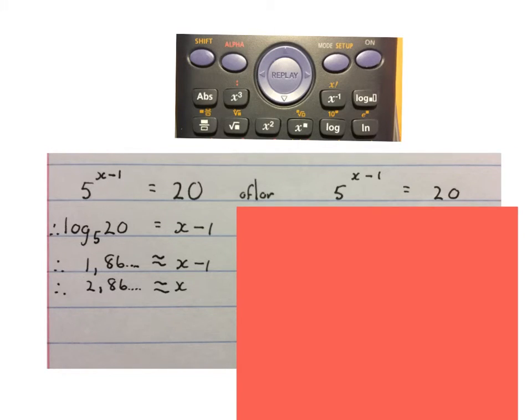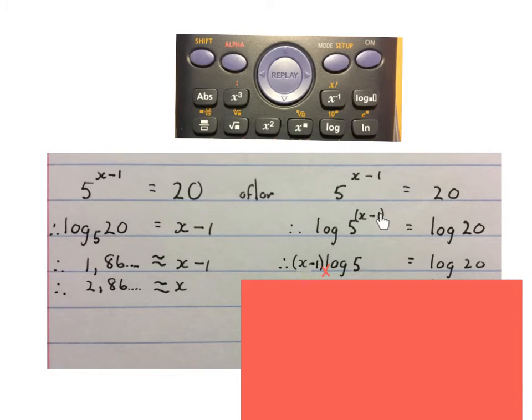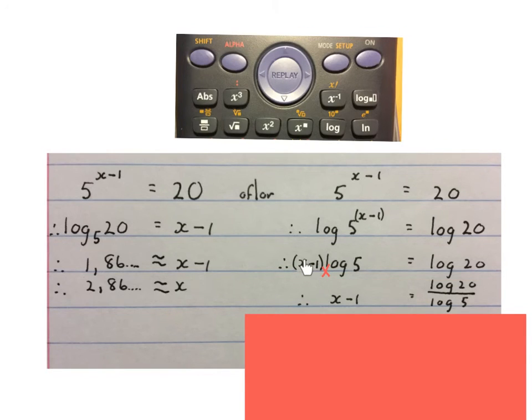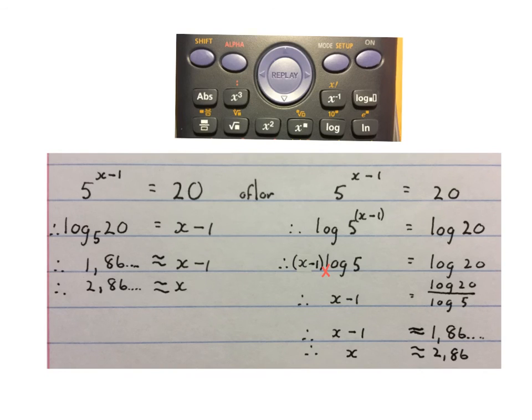Or the other method, don't use both. Choose one and stick to it. Here we bring in a log on both sides. With one of your log laws, you bring this exponent to the front then. And because there is a times over there, I can get this part alone by dividing by log 5 on both sides. Then x minus 1 equals to log 20 divided by log 5. Then I use this button again and I push log 20, then the divide button, then log 5. Then equal. Then x minus 1 equals to, rounded off, 1,86. Then we plus 1 on both sides. We get x rounded off will be 2,86.